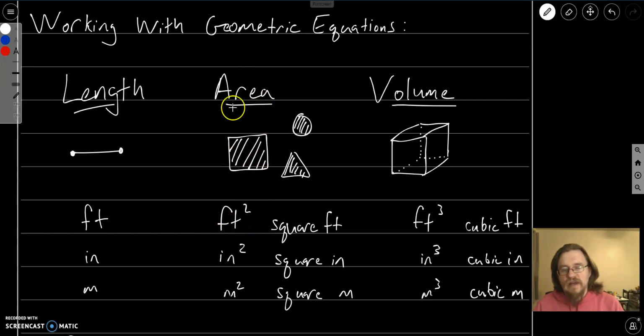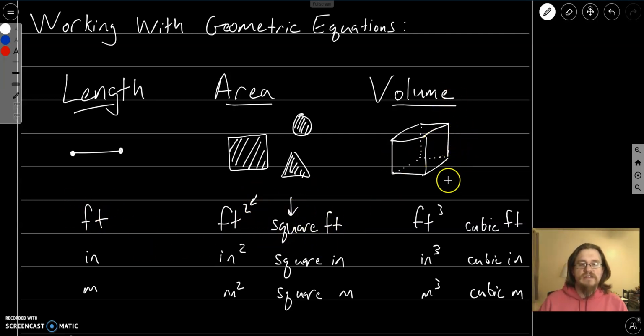And when we calculate area, we're normally going to be multiplying two lengths together. And if we multiply feet times feet, we'll get feet squared, or square feet. We could get square inches, we could get square meters. Area is always going to have square feet or feet squared. This is an important way of distinguishing between length and area.